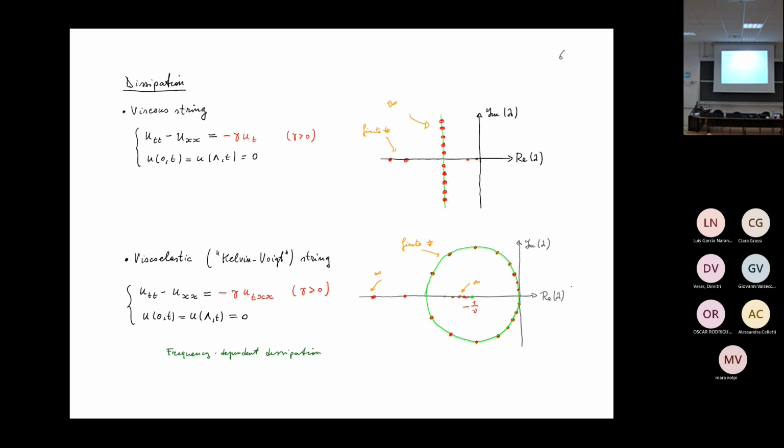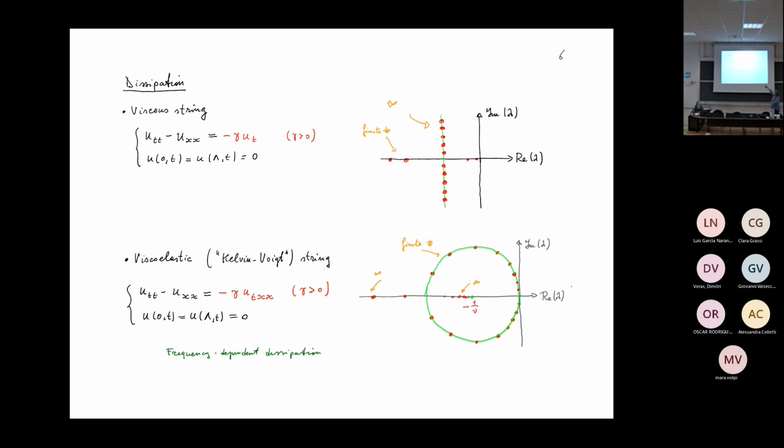And so a standard model for dissipation is what is called the Kelvin-Voigt model. For a string, it introduces a term which is proportional to the derivative of the string deformation, T_xx. So this is the viscoelastic string or the Kelvin-Voigt string, as I will call it later on. Now the spectrum has this structure. There are infinitely many eigenvalues on the real axis, they accumulate to minus infinity, and then they accumulate to minus, here I've written minus 1 over mu, but it is 1 over gamma, where gamma is the strength of the dissipation.